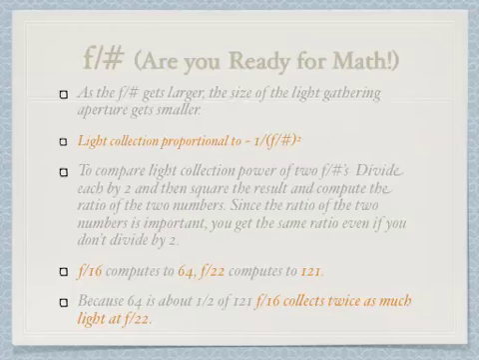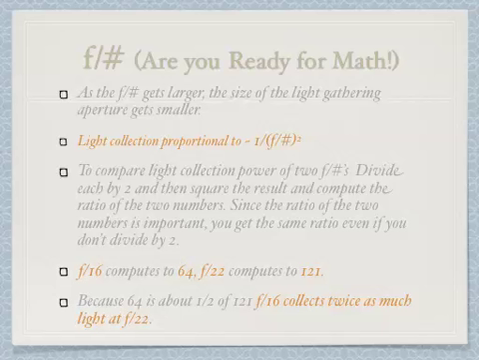Now let's talk a little bit about f number, and unfortunately f number means we have to do a little bit of math. First of all, as the f number gets larger, the size of the light gathering aperture gets smaller. Whereas with ISO, larger ISO meant the camera was more sensitive to light, with the f number, as it gets larger, the camera becomes less sensitive to light. The light collection power is proportional to 1 divided by the f number squared.